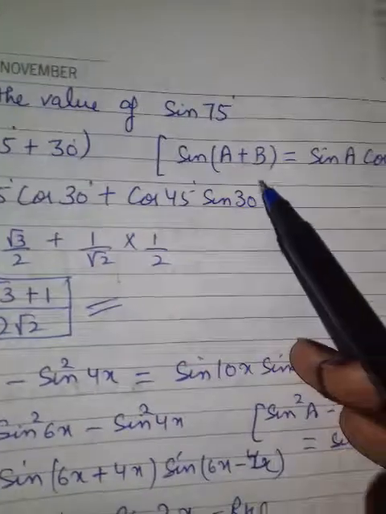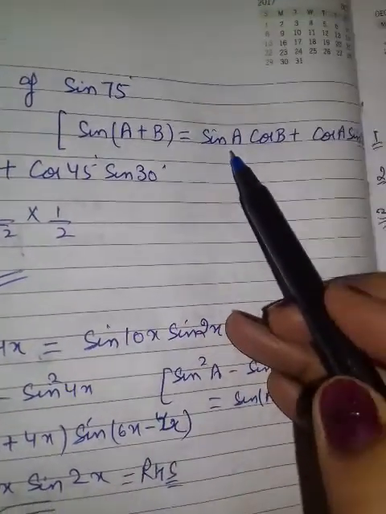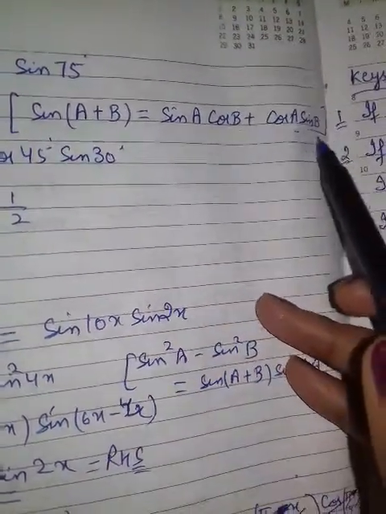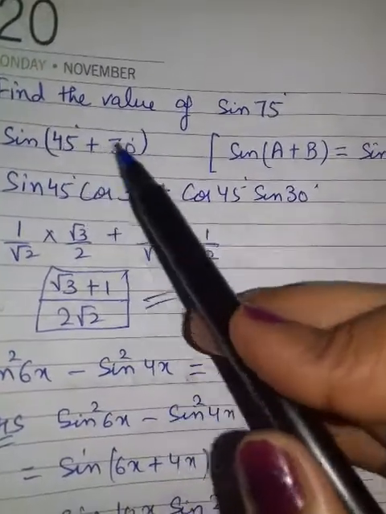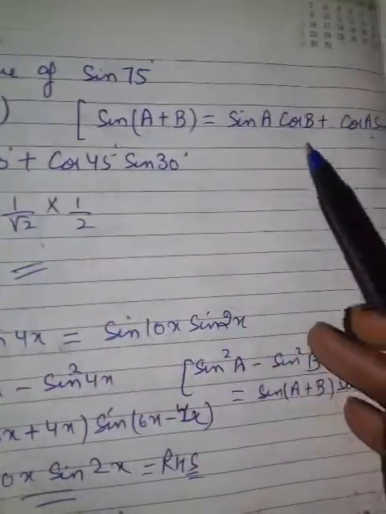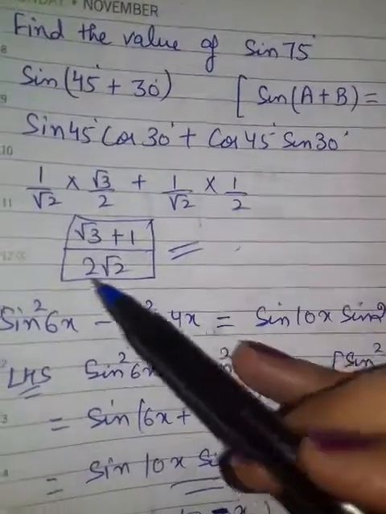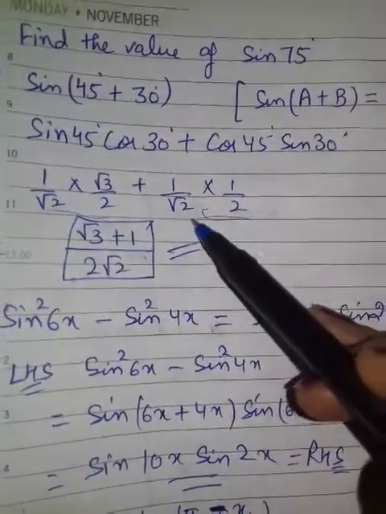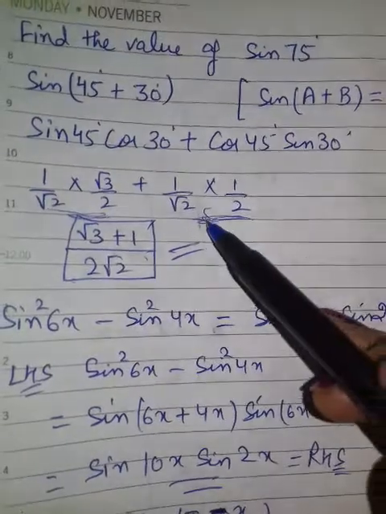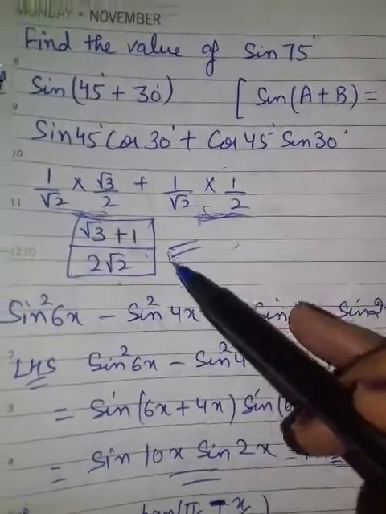So now we are using the identity sin of a plus b: sin a cos b plus cos a sin b. A is your 45, b is your 30. Put it in your right hand side. Open the values. Take its LCM. You know the denominator is the same. Keep it the same: root 3 plus 1.